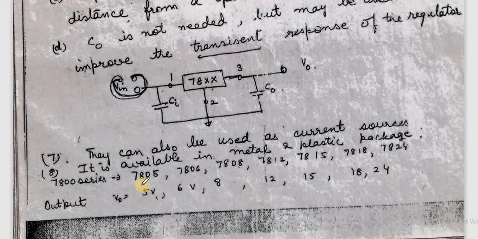These 7800 series, you can see they have been named according to the output voltage they are providing. If we are taking the 7805 IC, then it will provide 5 volt fixed voltage. 7806 will provide 6 volts and so on.